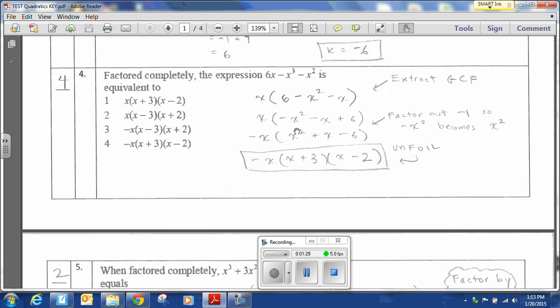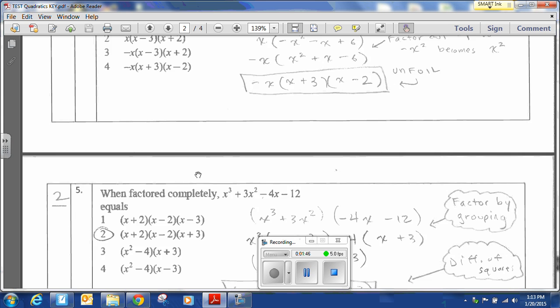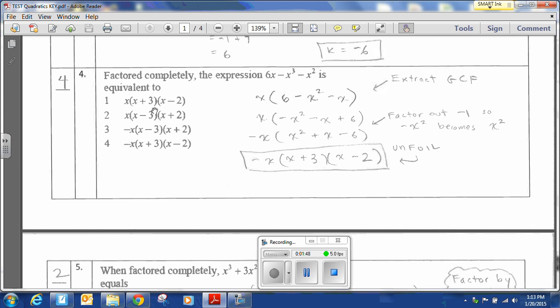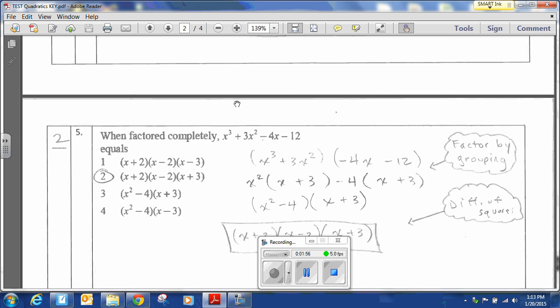Factor completely. Remember the 4 methods of factoring: extract the GCF, difference of squares, trinomial factoring, and grouping. So here we're going to do extraction, and then we unfoil. That's trinomial factoring. The beauty of multiple choice is you can always go through and just multiply these. You could have foiled, then distributed the negative x to see which one would have given you this original equation.